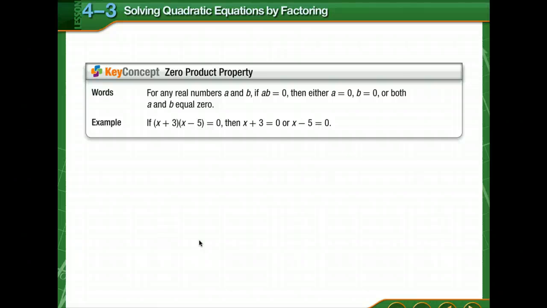Zero product property. For any real numbers a and b, if a times b is equal to 0, then either a or b, or both of them, could be 0. So for example, if we've got x plus 3 times x minus 5 is equal to 0, then we can set each of those equal to 0. We did this when we were factoring, when the problem told us to solve.